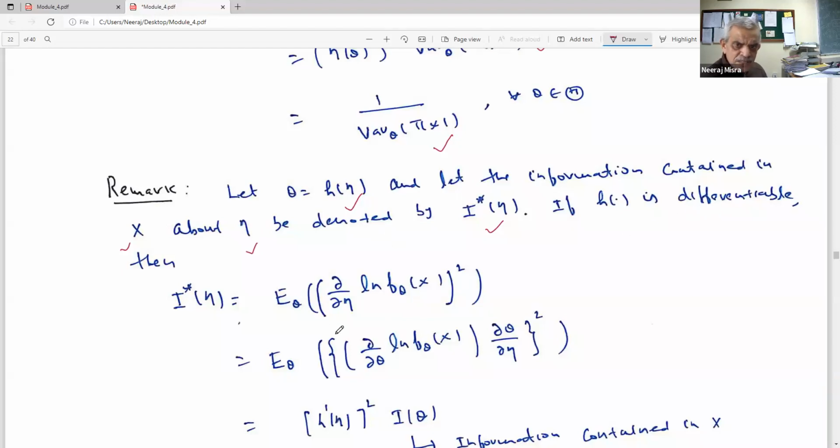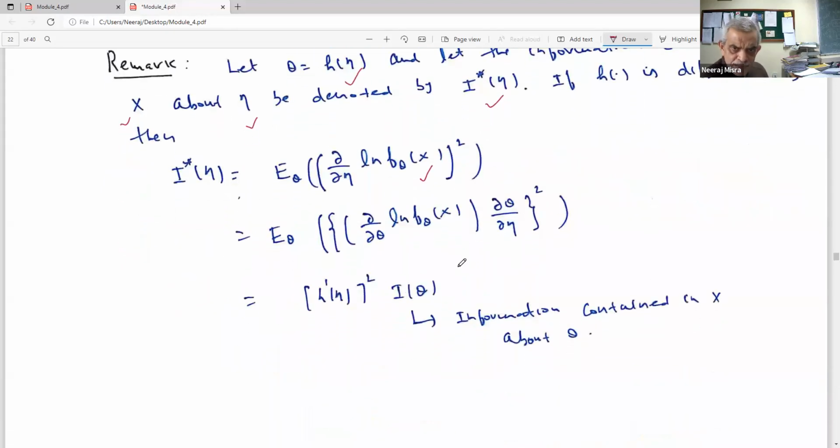Now note that if h is differentiable, then information contained in X about eta would be by definition the expected value of del by del eta of log of f theta x whole square, which would be the same, by the chain rule, as del by del theta log f theta x into del theta by del eta whole square. But this is h prime eta because theta is h eta. So h prime eta whole square comes outside, and it is the expected value of this square, which is I theta. So the two informations are connected through this. That means if theta is equal to h eta, then information in the data about eta is the same as h prime eta whole square multiplied by the information in x about theta. So this is the rate at which theta changes with eta.